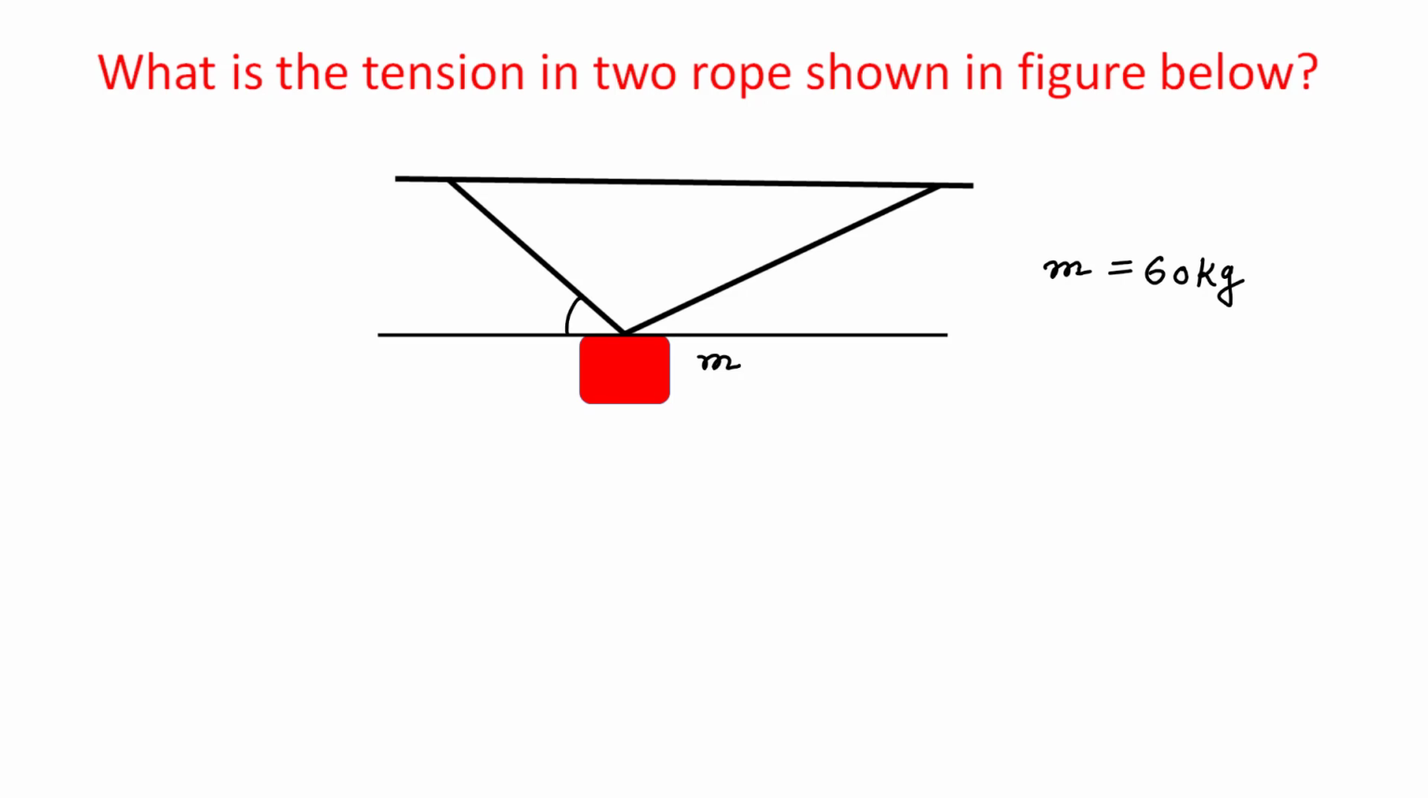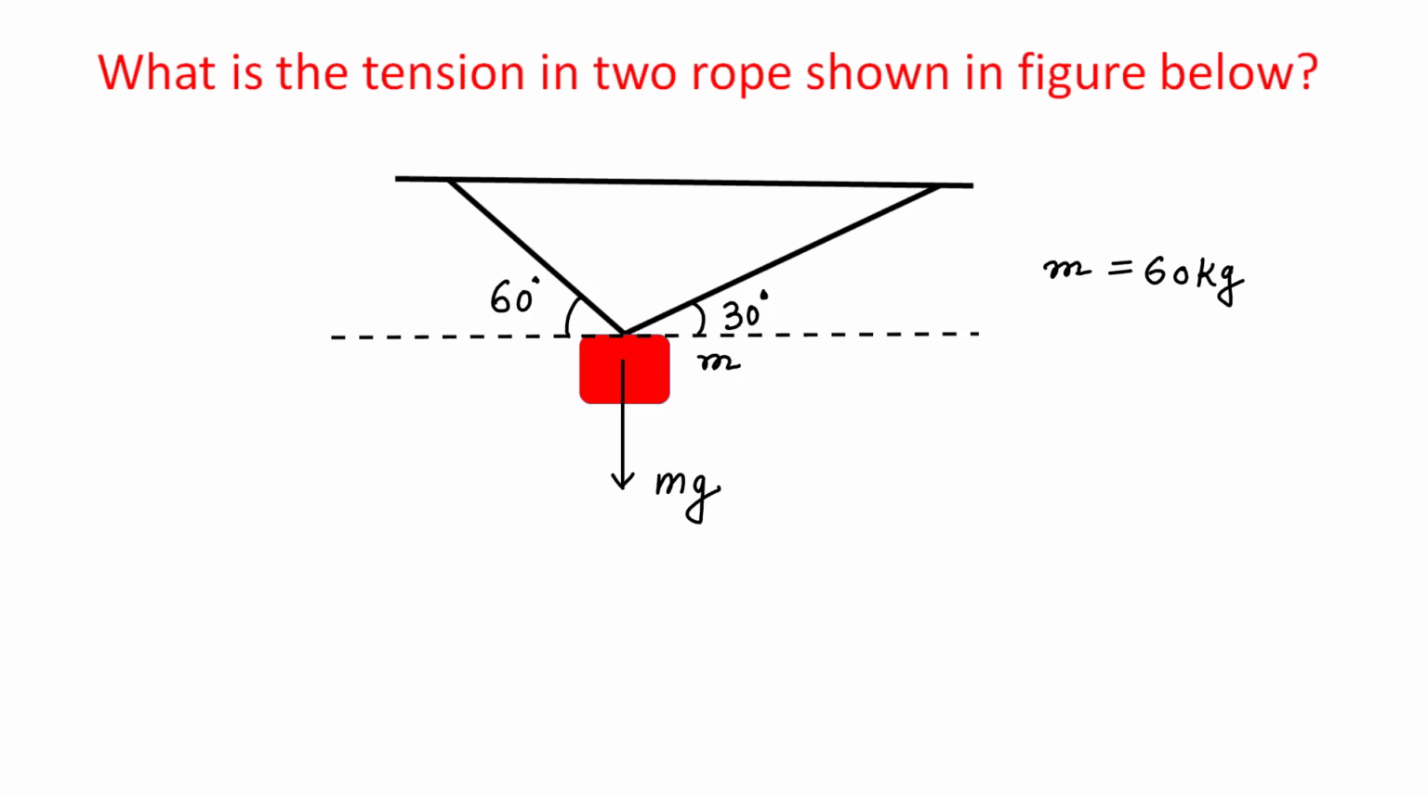So this angle is given. This angle is 60 degree and this angle is 30 degree. These two angles are given in this case, and we have to find the tension in each rope. So there are two ropes. Now this block will apply a force in the downward direction, and this force is mg.